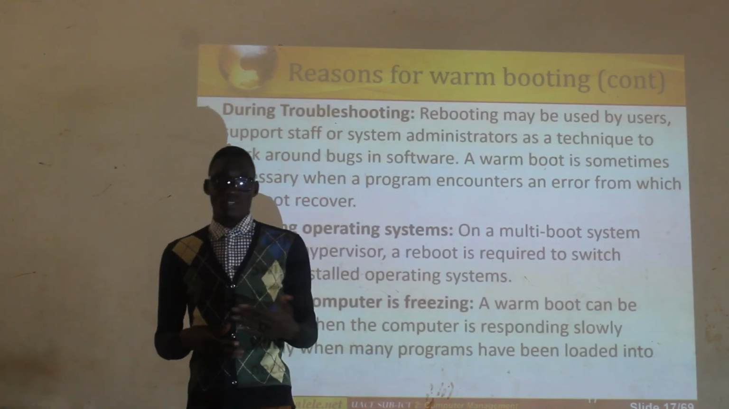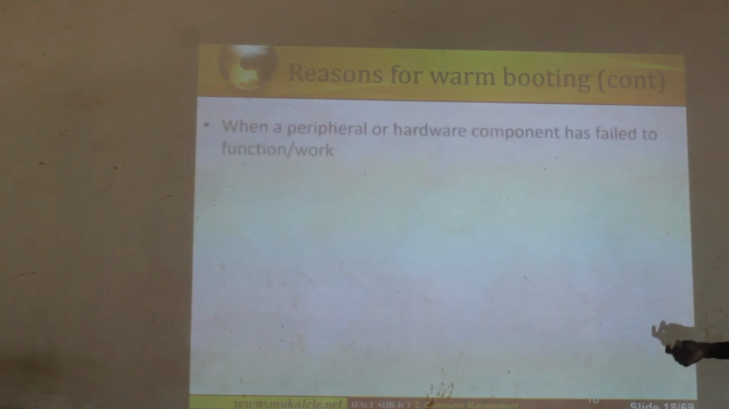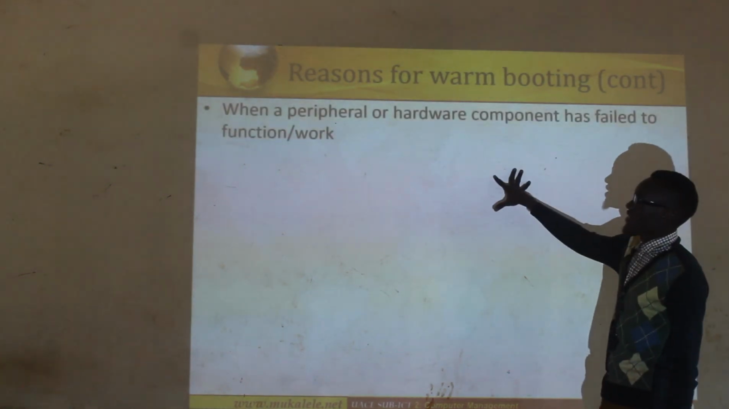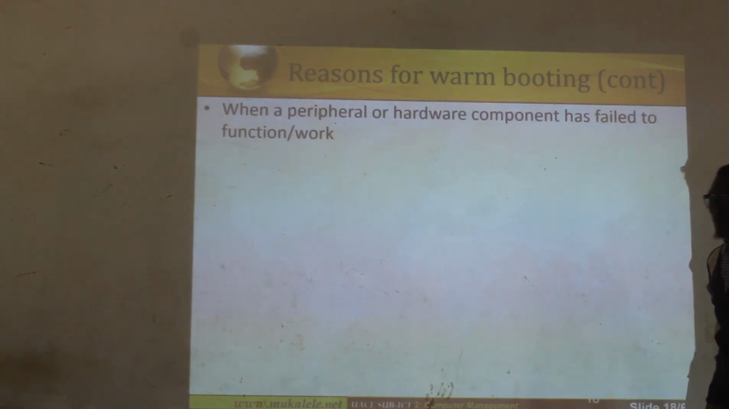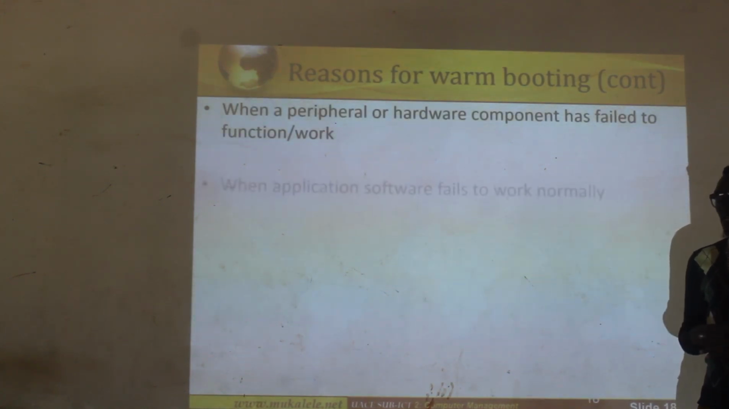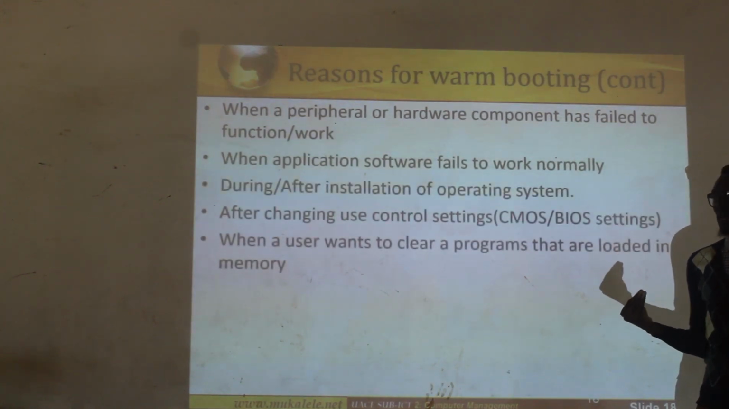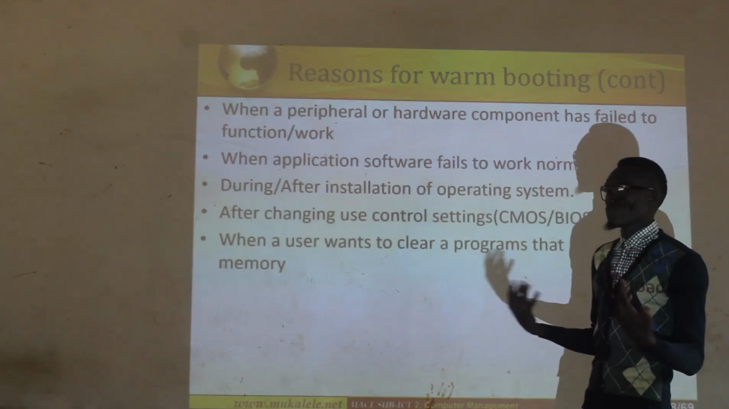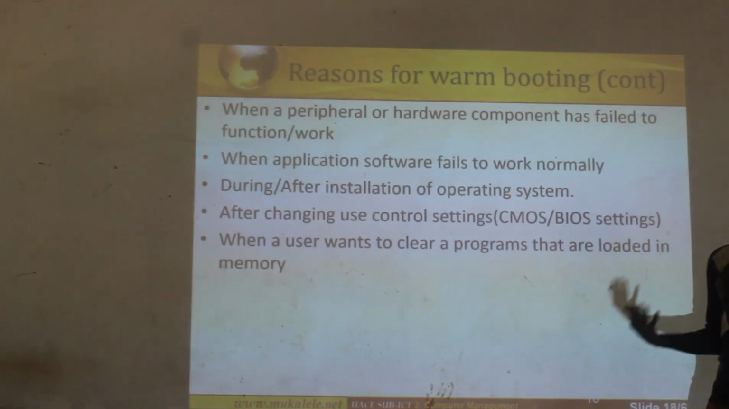is dealt with. So let's look at the next reason. So we have another one which says that when a hardware or a peripheral device has failed to work. Okay? So peripheral devices are devices that are connected to computers to add onto the functionality of the computer, but without them, the computer can still work. Computers do not depend on those peripherals for them to work.